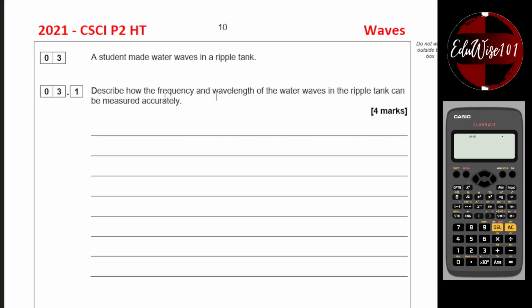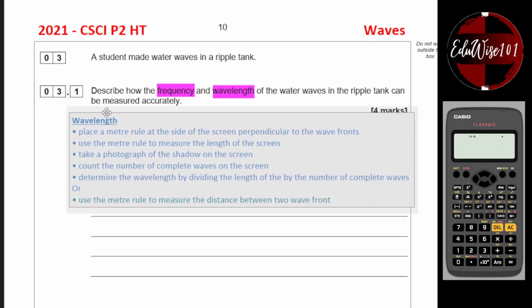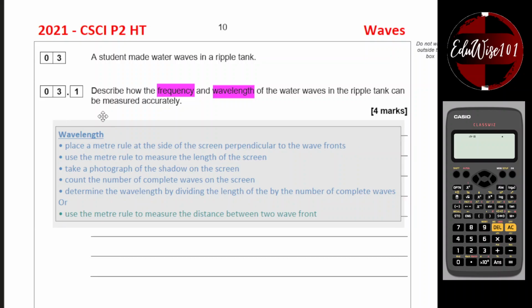So they're asking about two different concepts here: frequency, let me highlight the word frequency, and wavelength. Now, there are different ways of measuring either the frequency or the wavelength. I'll discuss all of them here. So think of this as 2 marks for describing how to measure the frequency and 2 marks for describing how to measure the wavelength. In order to measure the wavelength, let me show you the model answer here, then we'll discuss it.